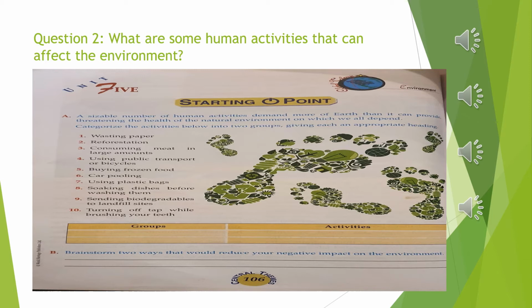1. Wasting paper. 2. Reforestation, which is a noun and it means the process of replanting an area with trees. 3. Consuming meat in large amounts. 4. Using public transport or bicycles. 5. Buying frozen food. 6. Carpooling, which means the sharing of a car journey so that more than one person travels in the same car.